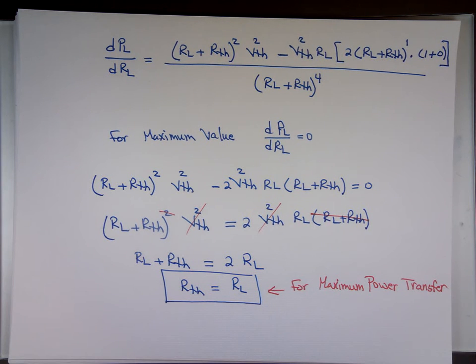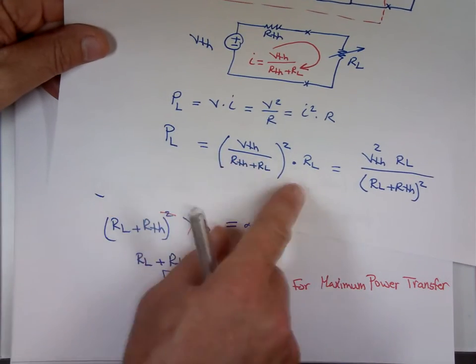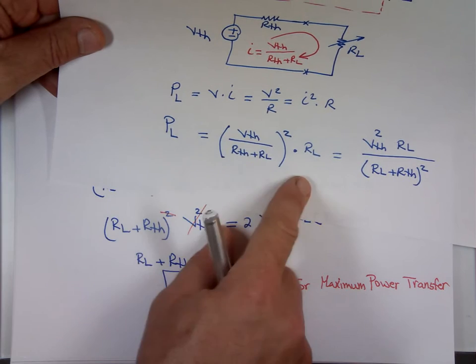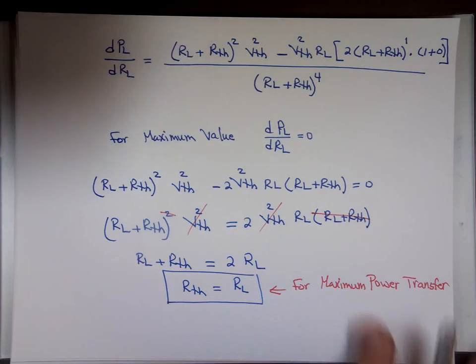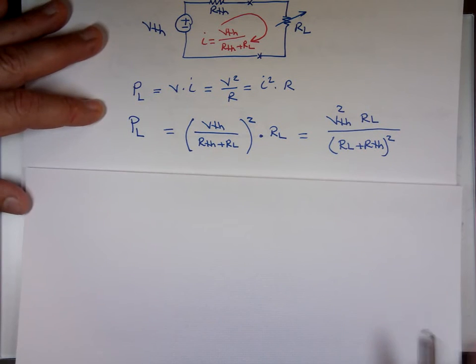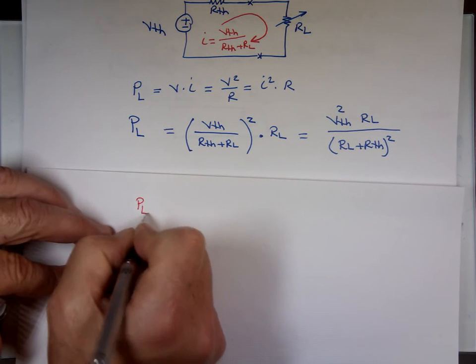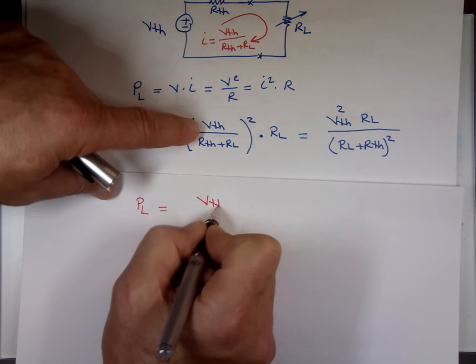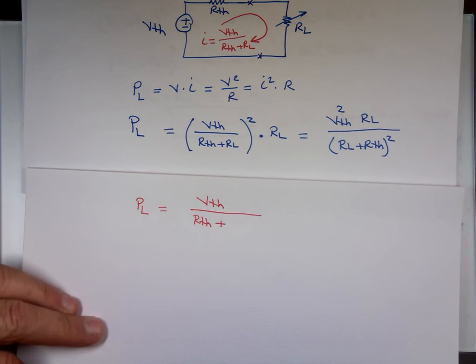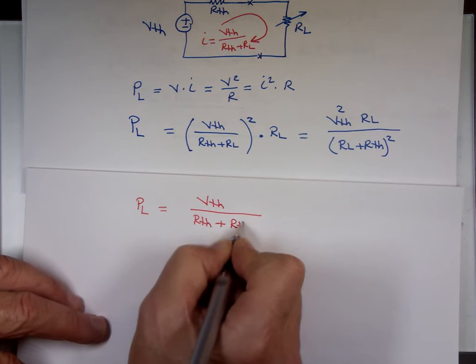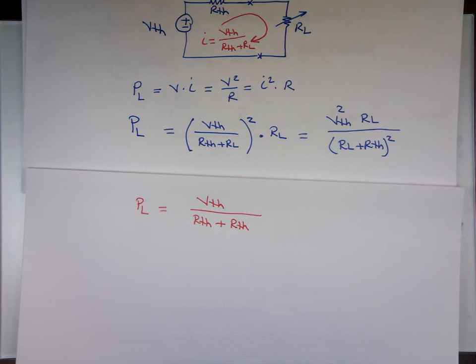Now let's look at it. Well, let's go back to this. We said the power is going to be that, right? So now let's let R sub L equal R thevenin and see what will happen to the math. How much power is going to be sent to the load? So what is that power? Let's go back and recalculate the power. So the power to the load, once you let R sub L equal R thevenin, is going to be, according to this equation, V thevenin over R thevenin plus, in place of R sub L, we're going to write what? R thevenin, right? Because we said for maximum power transfer, you want R sub L to equal R thevenin.